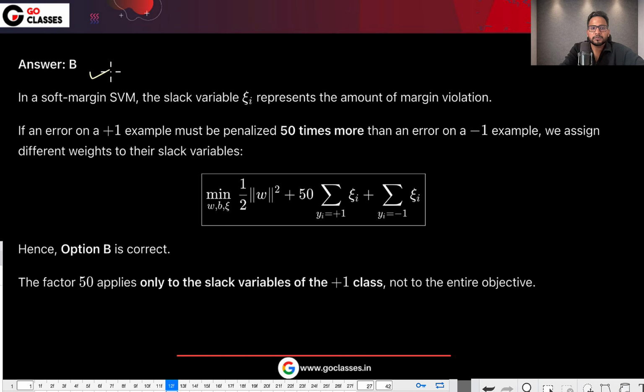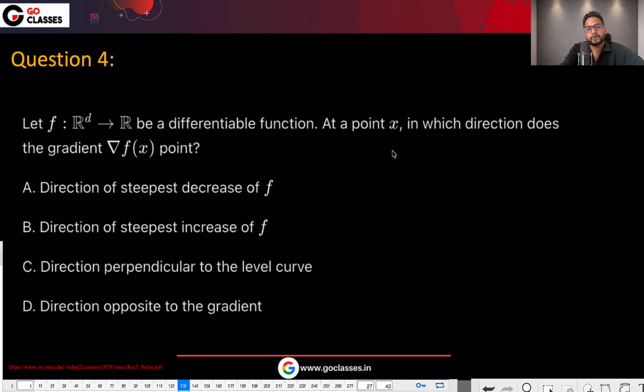B is the correct answer, because an error on a +1 example must be penalized 50 times more than on -1 examples, right? Okay, so let's solve this question. They're asking which direction the gradient points to. You might remember from the Taylor series. By the way, this question is straightforward and you know the answer, right? The gradient always points to the steepest increase direction, and minus the gradient points to the steepest decrease direction. But let me quickly prove it.